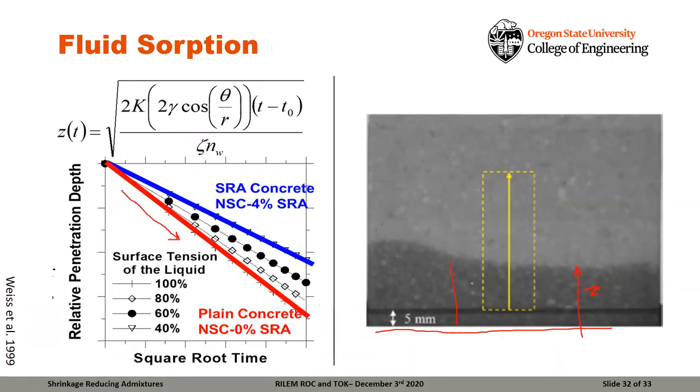Now, if we start to use a shrinkage reducing admixture inside the system, we dramatically reduce the depth of that penetration. It's because we're altering the surface tension, shown here as gamma, and we're altering the viscosity of the system. So we're making it more viscous and giving it a lower surface tension, so there's going to be less capillary suction drawing the fluid through the overall system.